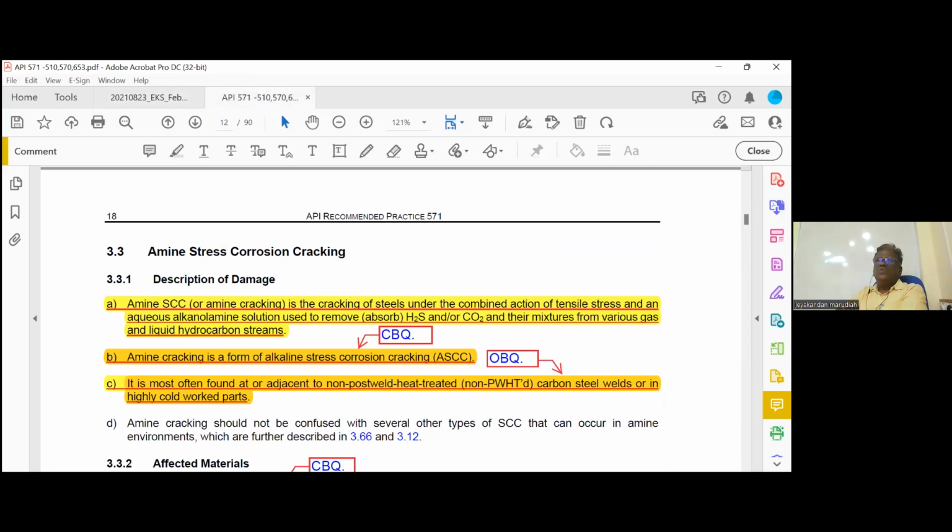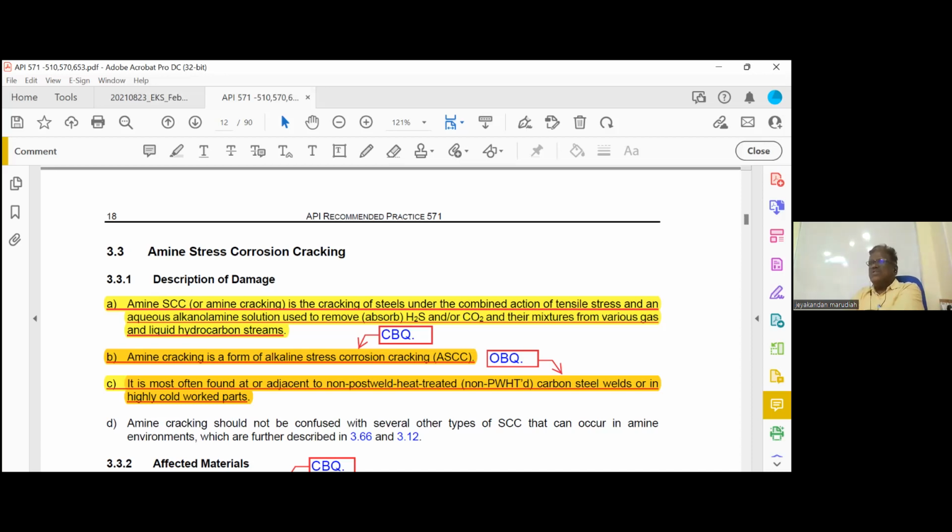Because we have only two types of damage mechanism covered for us in the 571 exam: one is the cracks and another one is the corrosion. So what is the amine? First, what is meant by stress corrosion cracks? We have three stress corrosion cracks. When you read and compare them, it will be very easy for your exam. We have amine stress corrosion cracking, caustic stress corrosion cracking, and chloride stress corrosion cracking. Only three stress corrosion cracks.